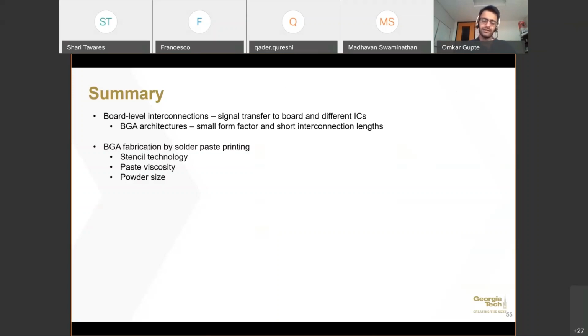Then we talked about BGA fabrication by solder paste printing, and understood the importance of stencil technology and the way it is manufactured, then the role that the paste viscosity plays in the paste printing and how to determine the powder size to be used for paste printing.